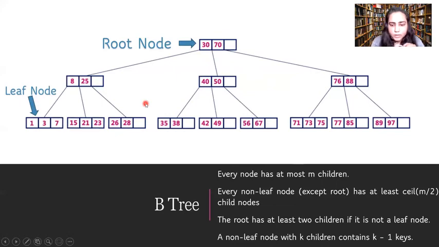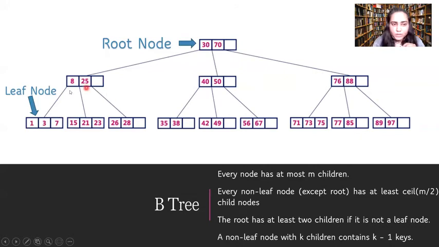And lastly, a non-leaf node with k children contains k minus 1 keys. So a non-leaf node, let's pick this one. This is 8 and 25. How many keys does this node have? It has 2 keys, 8 and 25. So the number of keys are k minus 1 and the number of children are k. So how many children does this node have? It has 3 children, and because it has 3 children, the value of k is equal to 3. And therefore it has k minus 1, that means 2 keys.